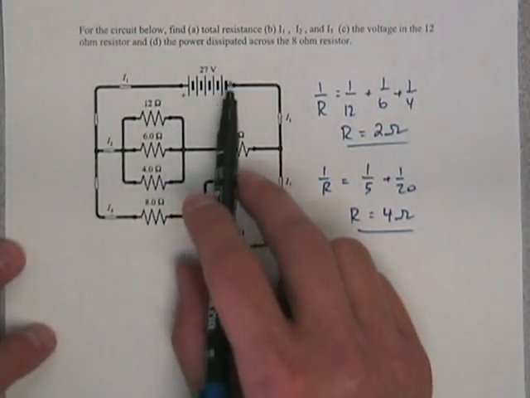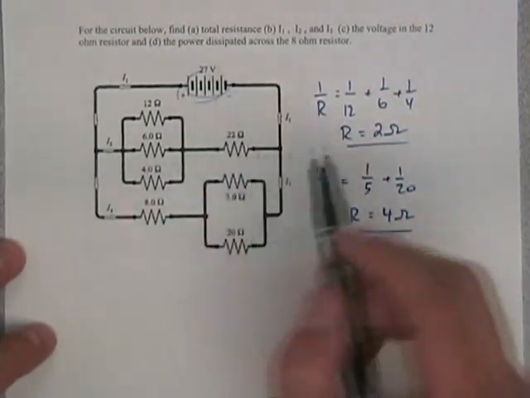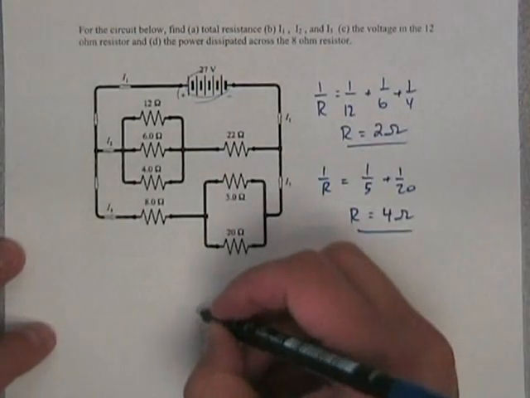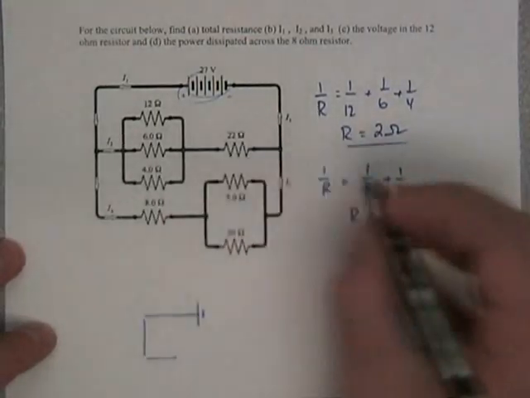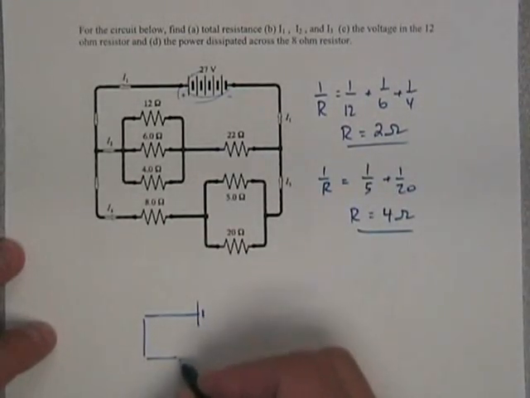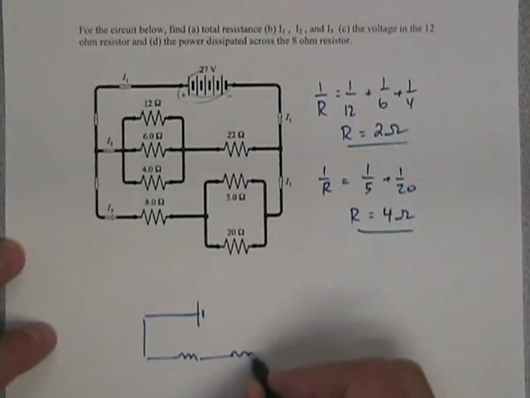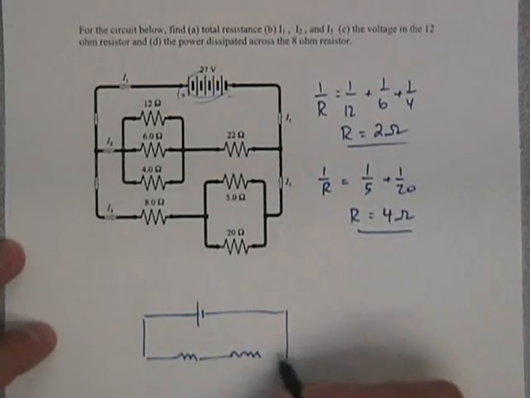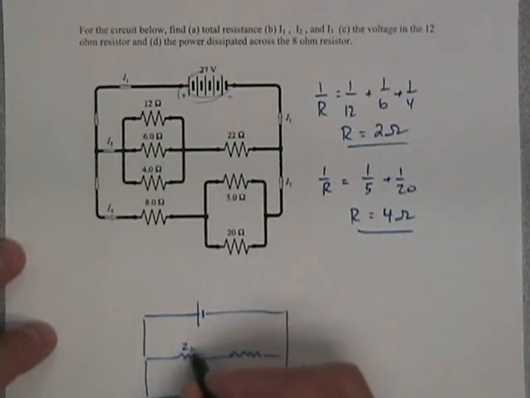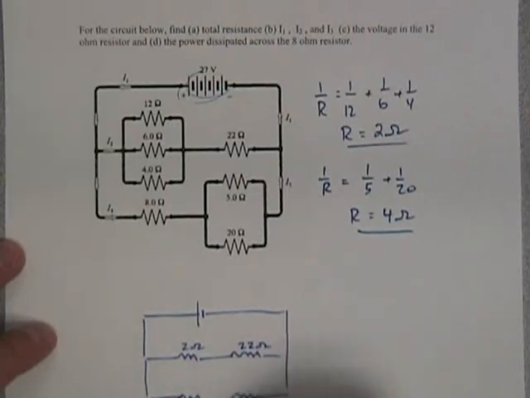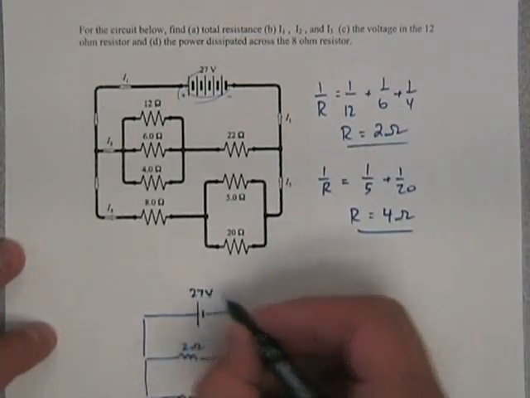There's 1, 2, 3, 4, 5 cells here. You know what, I'm not going to redraw 5. I'm just going to redraw 1 because I'm lazy. But you come down, come this way. This one has been replaced with 2 ohms. That one is still 22 ohms. And you go down, this one is still 8 ohms, and this one is now 4 ohms. So 2, 22, 8, and 4. And this is 27 volts.